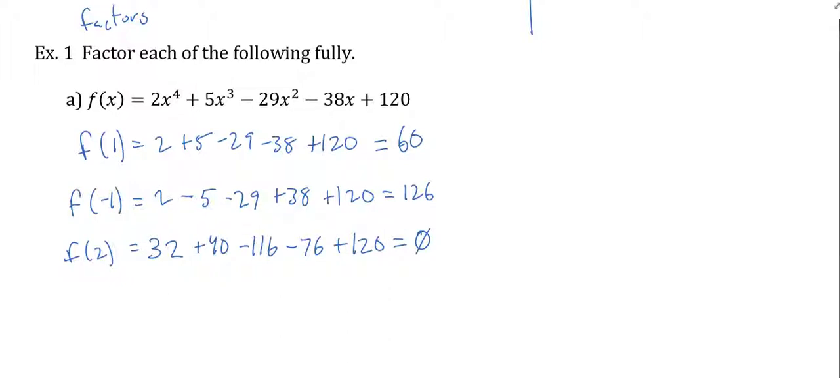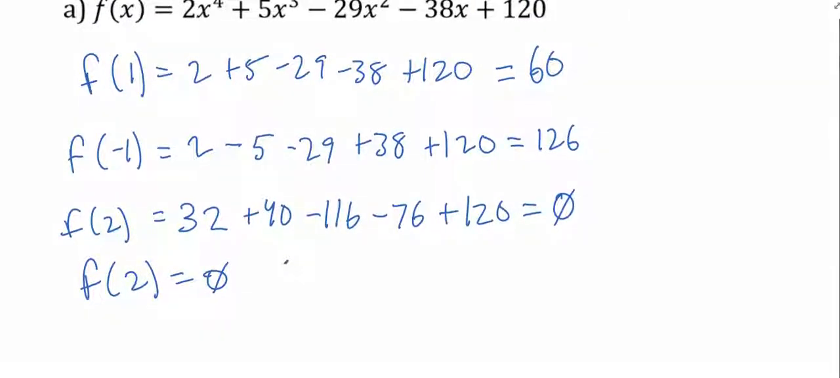So what does that mean? The factor theorem tells us f at 2 equals 0. Therefore, what? This is the whole point of doing this. Very nice. And we say it like this: x minus 2 is a factor. Or in other words, we're going to divide by x minus 2.